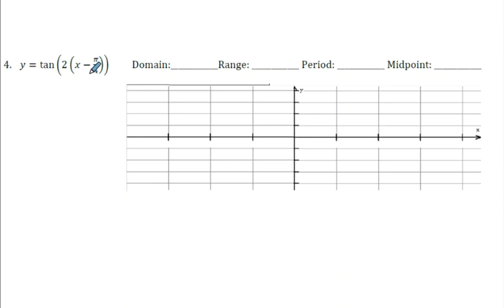So what does the minus pi over 4 do? Which way? Right. To the right. And what does the 2 do? It made your period into what? Kieran. The 2 changes your period to what?